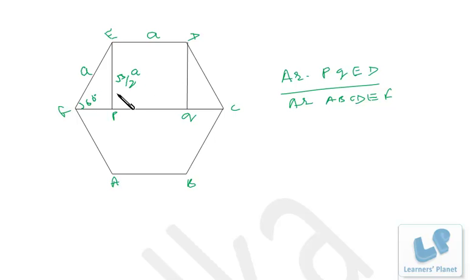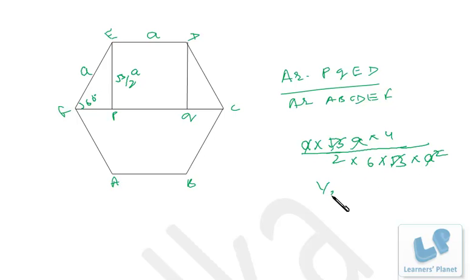Okay, so the area of this will be what? A into √3/2 of A. Right? This is the area of PQED, divided by the area of 6 equilateral triangles, so 6 into √3/4 into A squared. Okay, so 4/12, the ratio is 1/3.